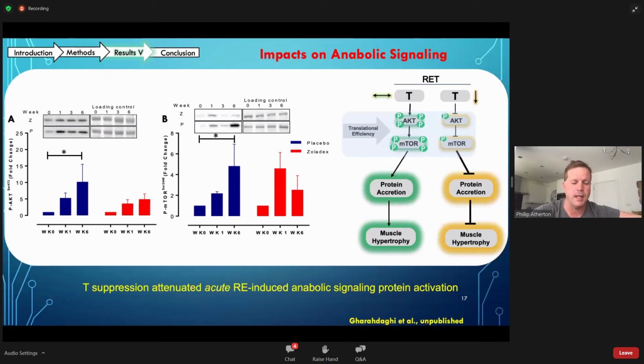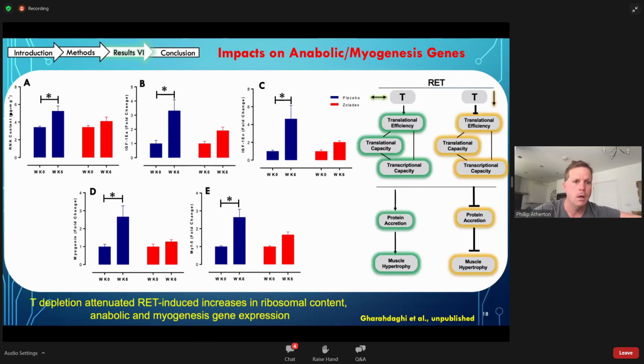Looking at some signaling again, you can see on here that, again, this is the acute bout effect, that the induction of hypogonadism actually blunts the acute induction of AKT mTOR signaling. Again, this is just a small snapshot from a larger data set.